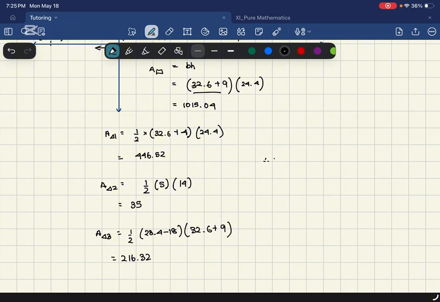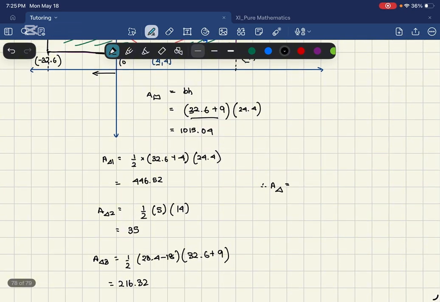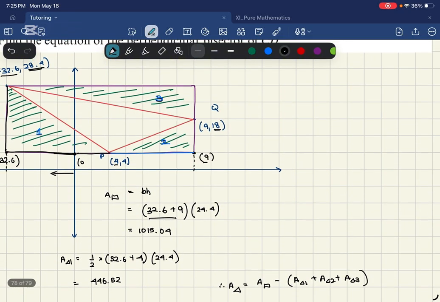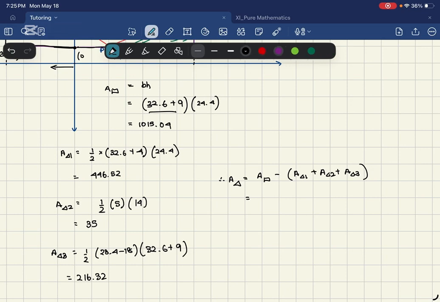So now the area of the triangle in question is going to be the area of the rectangle minus the sum of the area of triangle 1 plus area of triangle 2 plus area of triangle 3. Right? You add these 3 together and you take it away from the rectangle and you are going to get the area of the pink triangle that we wanted. So the rectangle is 1015.04 minus triangle 1, which is 446.52, plus triangle 2, which is 35, plus triangle 3, which is 216.32.